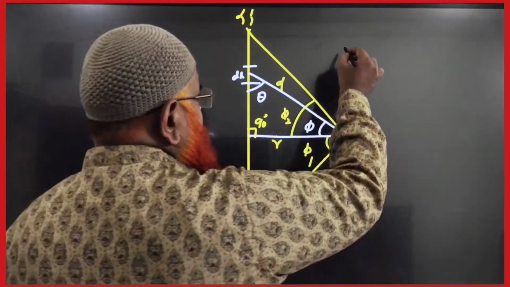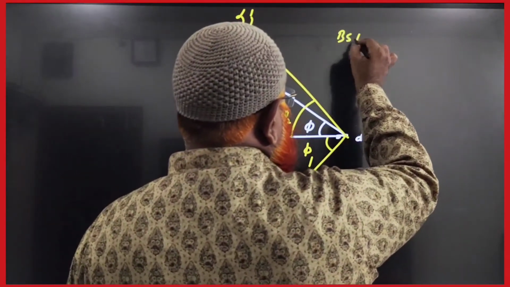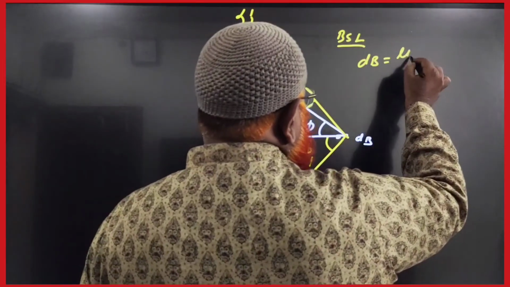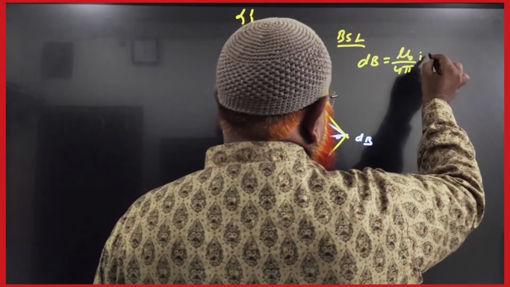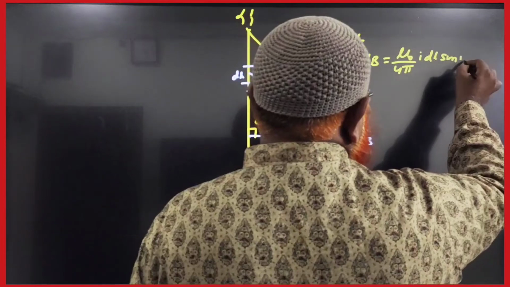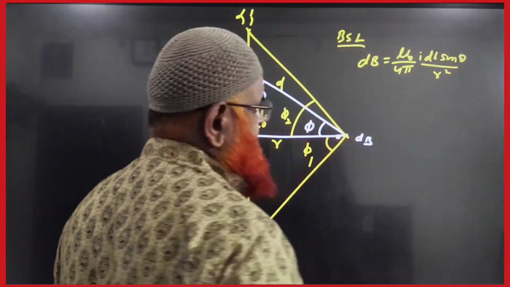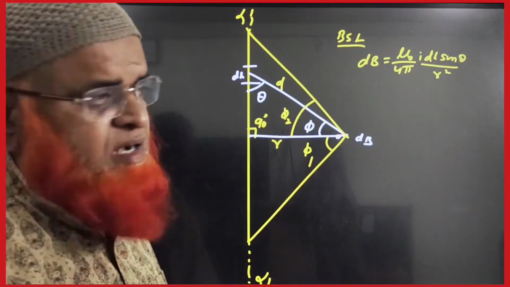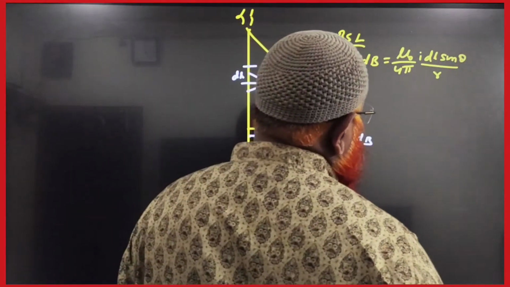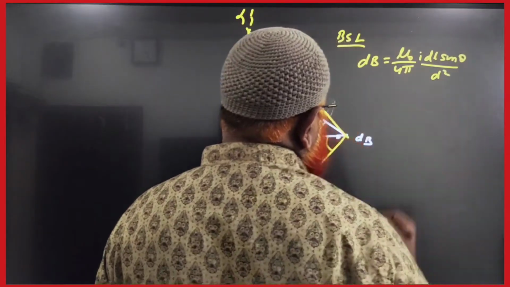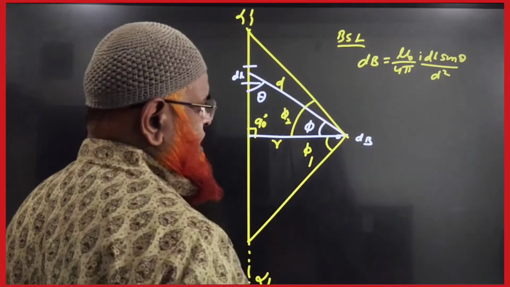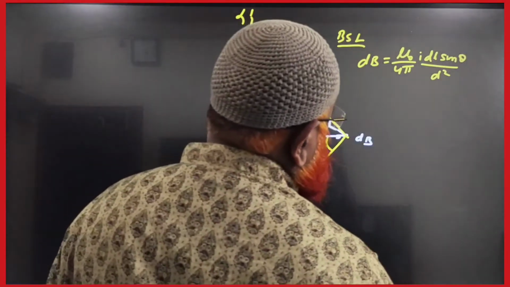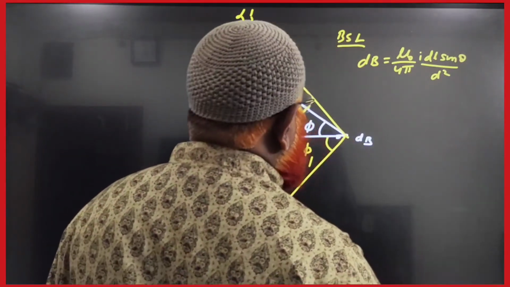What is the Biot-Savart law? The Biot-Savart law, BSL, says that dB is equal to mu naught by 4 pi I dl sin theta divided by r square. Here r means the distance, but now I have taken the distance as d. So instead of r square, you can take d square. Now, like that, you have considered it. What are we going to get now? What does dl mean? Let us see.